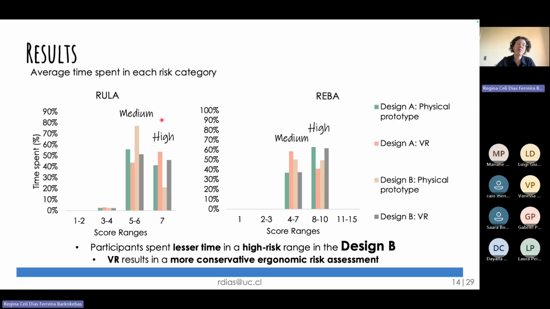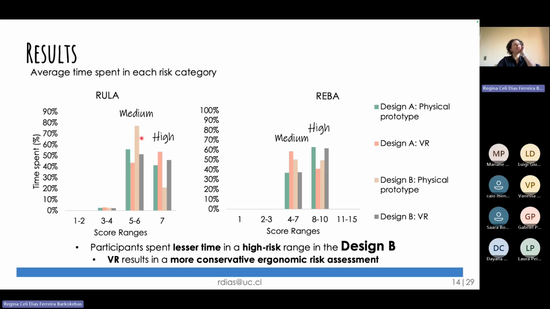which is something that raises us a red flag that we still need to change to improve our design. According to RULA, to REBA, the same. So clearly here we have a higher score for the physical prototype of design B.